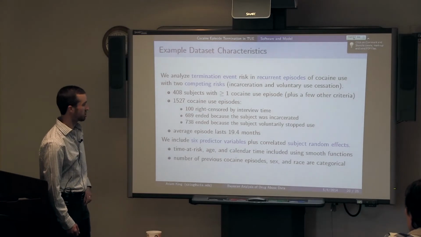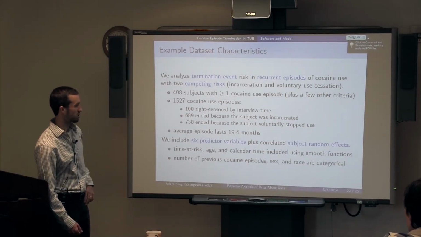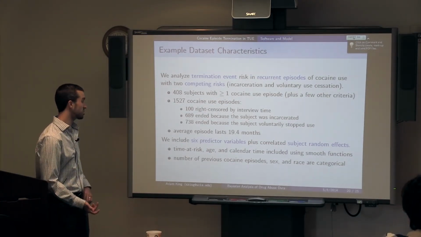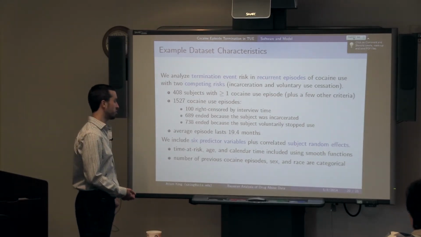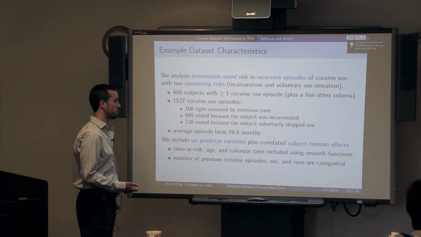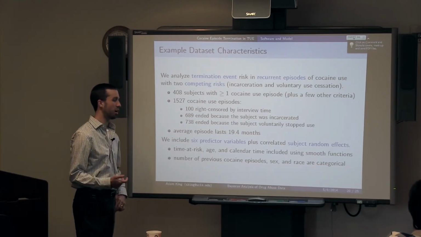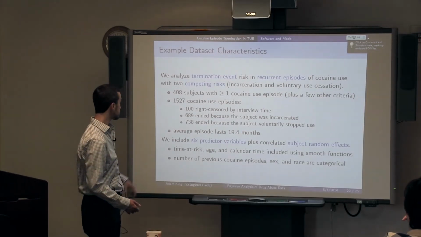And we included 6 predictor variables plus subject-specific random effects. The continuous variables were time at risk, age, and absolute calendar time. And the categorical variables were number of previous episodes of cocaine use, sex, and race.